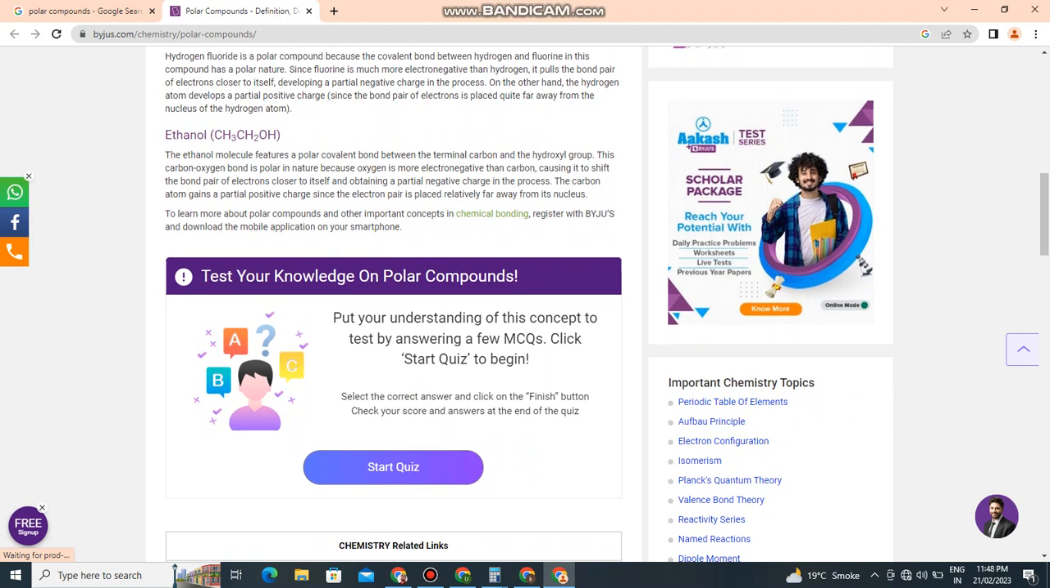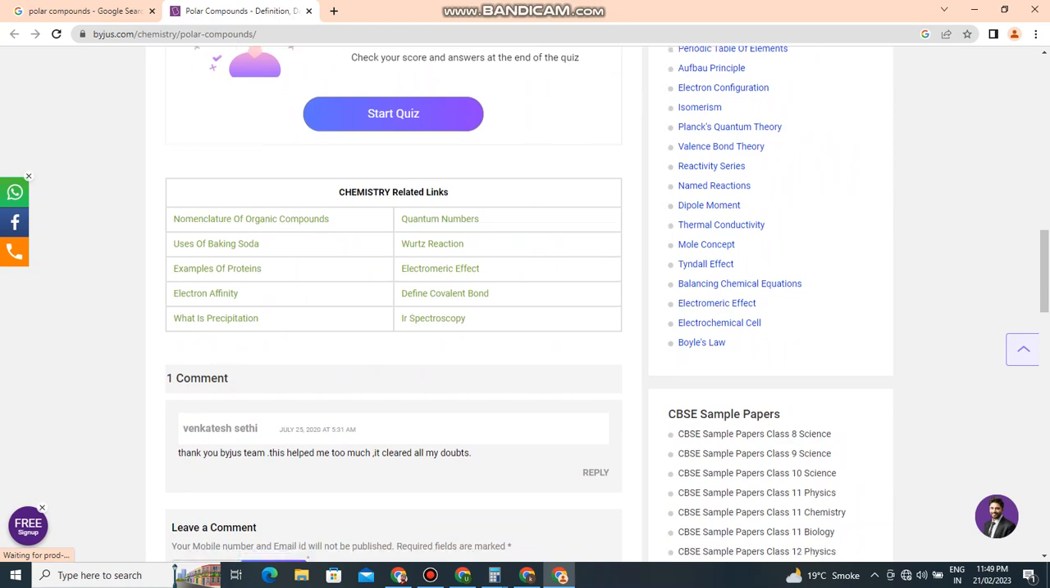Ethanol, CH3CH2OH. The ethanol molecule features a polar covalent bond between the terminal carbon and the hydroxyl group. This carbon-oxygen bond is polar in nature because oxygen is more electronegative than carbon, causing it to shift the bond pair of electrons closer to itself and obtaining a partial negative charge in the process. The carbon atom gains the partial positive charge since the electron pair is placed relatively far away from its nucleus. Scroll down, it's further.